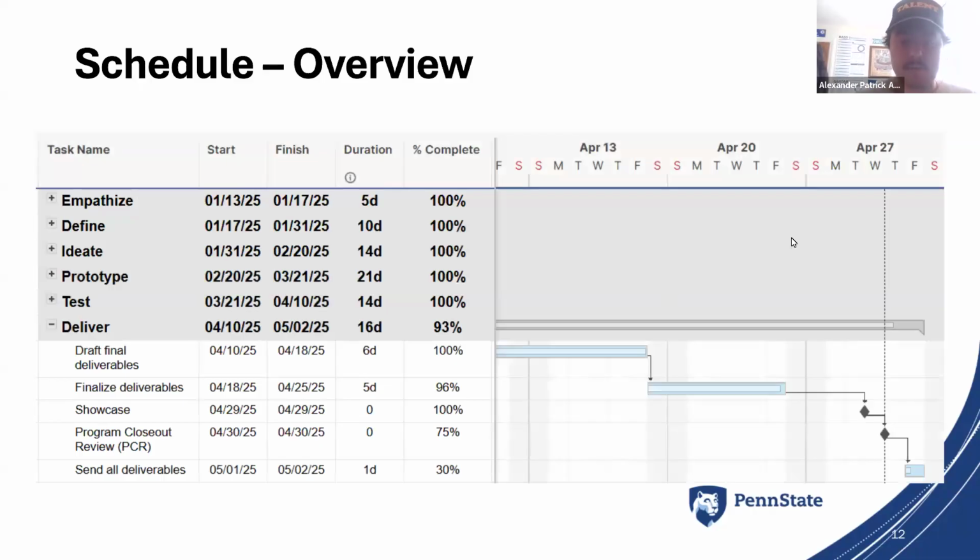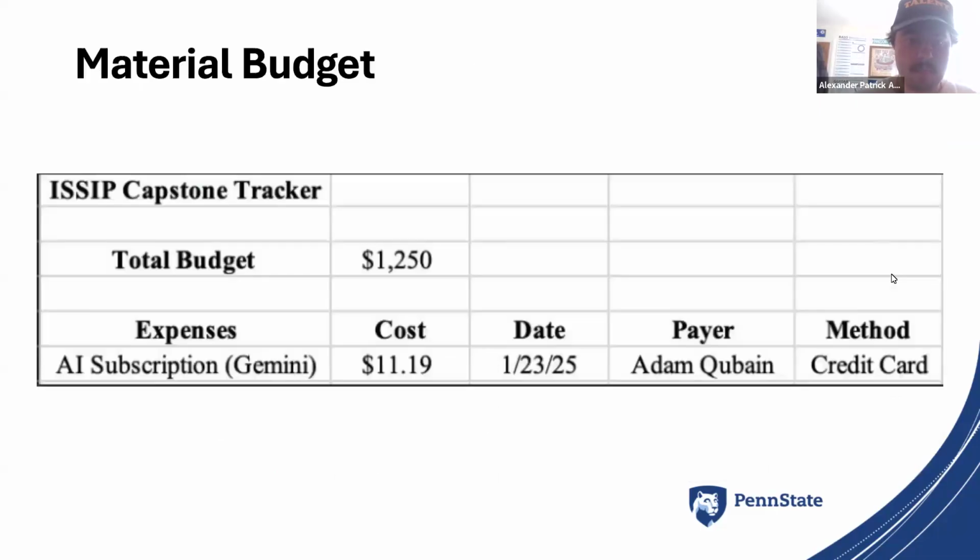So just looking at our schedule, we're closing out. We're in our last phase, the deliver phase, almost completely closed out. A few things to finish up tonight, and then we should be almost completely finished. And then, of course, touching on the budget, we only ended up spending $11.19, which is incredible.